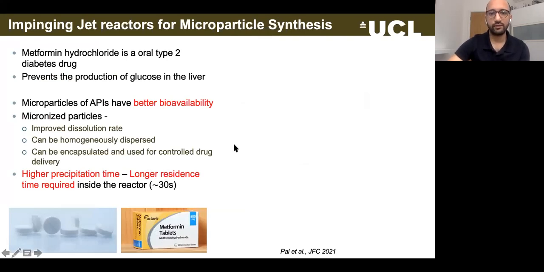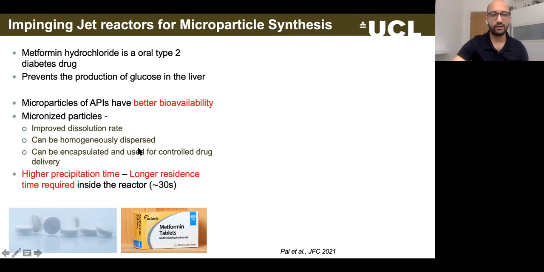So here is one more example of synthesizing particles in impinging jet reactors. As you saw, in the impinging jet reactors, the precipitation, or the particle formation, happens only in the film. So that is why the process needs to be very fast. So what happens when the process is slow?